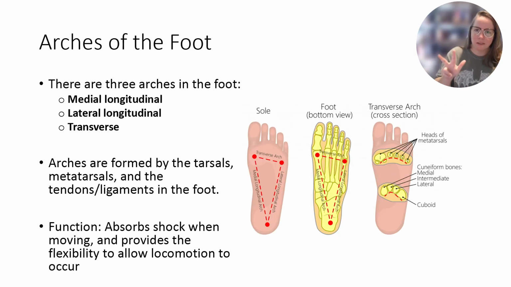Now there are 3 arches in your feet. We have 2 longitudinal arches going basically from the calcaneus to the 1st and 5th metatarsal. So calcaneus to the distal 1st metatarsal is the medial longitudinal arch. And then calcaneus to the distal end of the 5th metatarsal is your lateral longitudinal arch. And then if we do cross sections across the distal end of the metatarsals, as well as across the tarsals, those are called your transverse arches. So transverse is across the foot, longitudinal is the length of the foot.